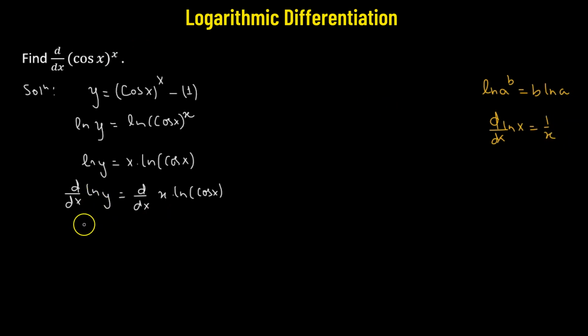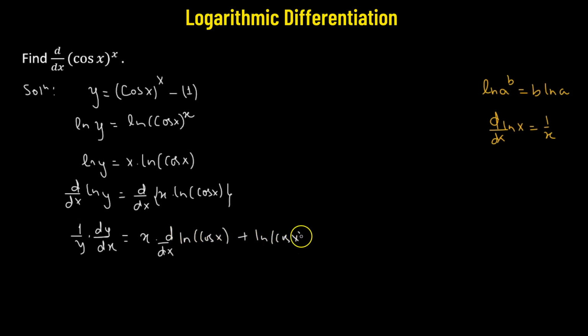So here we have log of y. That's fine. We will get 1 over y. But since there's a y instead of x, we'll have to use the chain rule and multiply it by the derivative of y with respect to x. This will be equal to, now we have a product of two functions, x times natural log of cosine of x, and we'll have to take its derivative. So here we can use the product rule. So we have x multiplied by the derivative with respect to x of log of cosine of x, plus log of cosine of x multiplied by the derivative of x with respect to x.